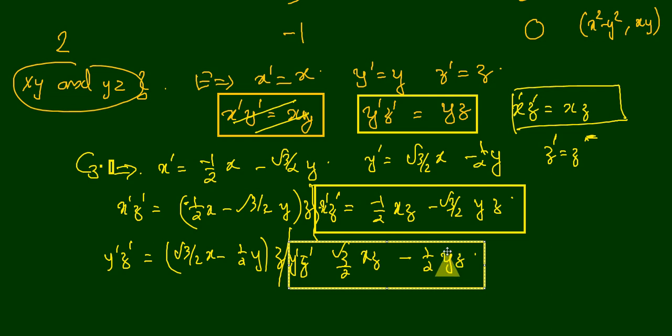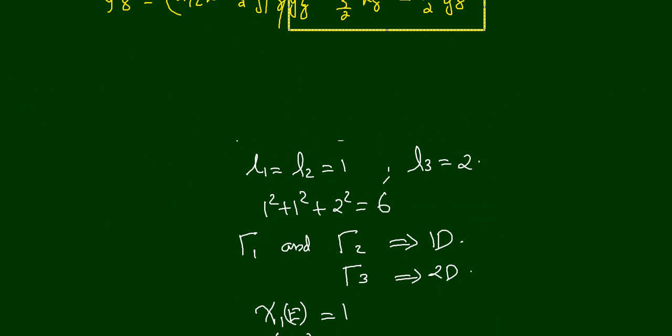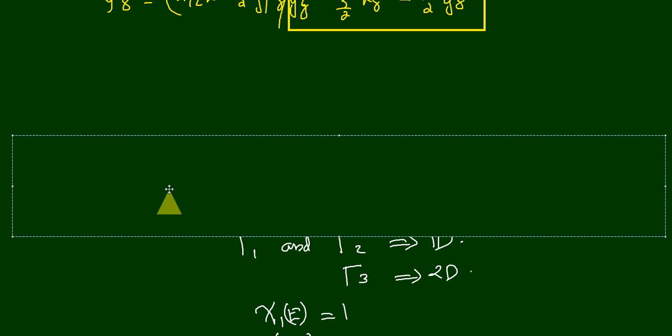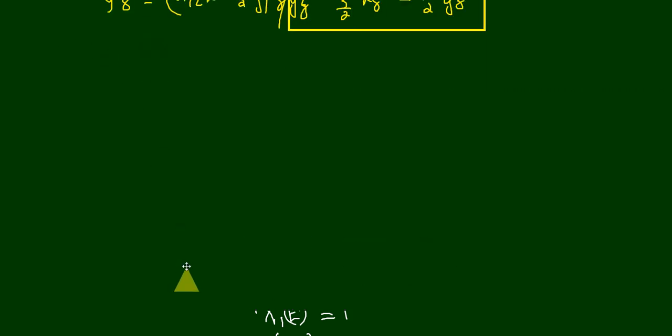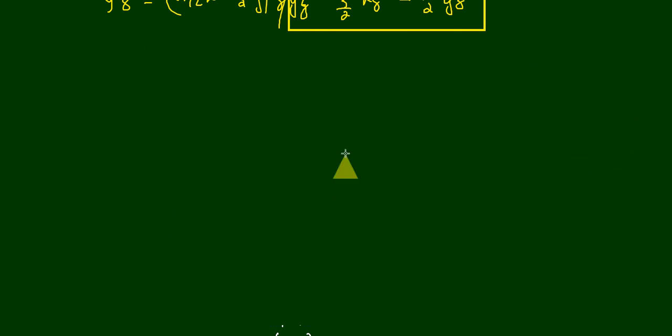Now we have to check what happens during the sigma v. Sigma v, what happens during the sigma v? Before that, let me make some space here. I want some more writing space. Okay, so what happens to xz and yz during sigma v xz?